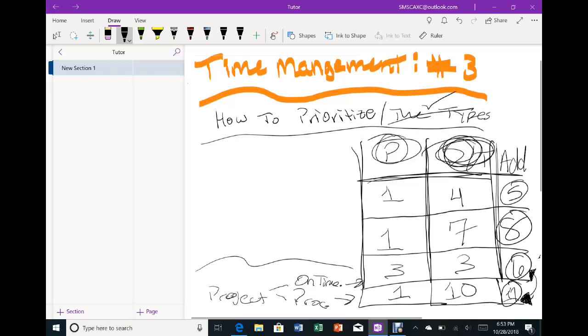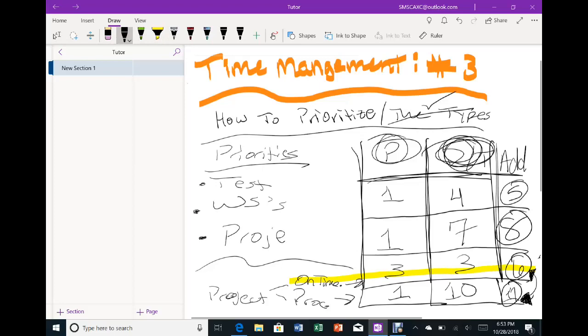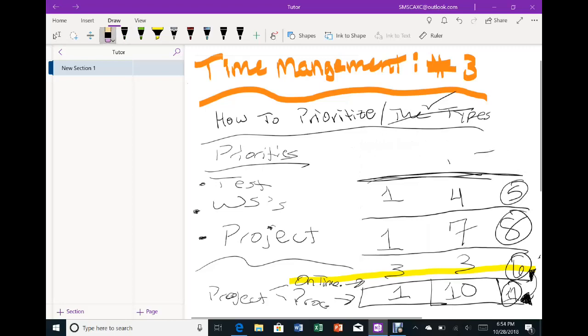Okay, so then that means that your priorities are going to be test, because it has a higher number, worksheets, and project is going to be, we'll say that you went with the good, responsible, on-time way, and that your project is going to be last priority for the night. Okay, now these are your priorities, and now that I've got that, I'm going to make room by erasing the chart.